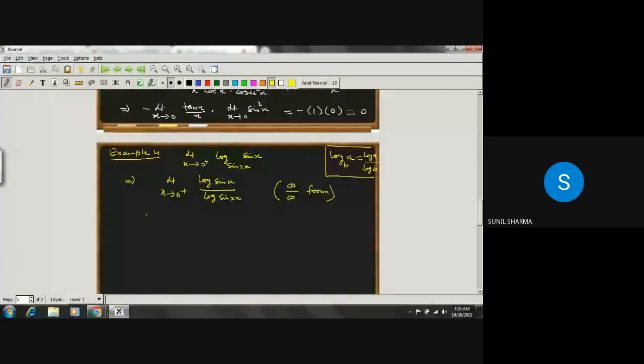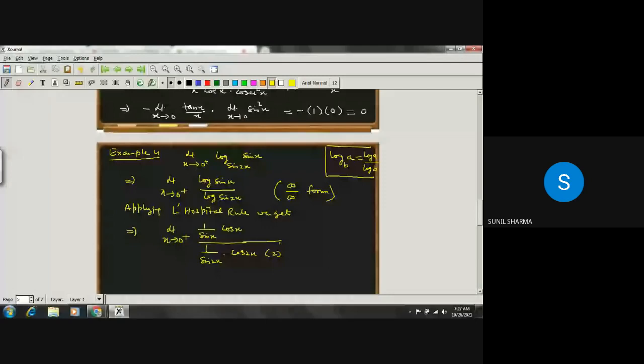So applying L'Hopital rule, we get, what is my next step? Can someone tell me? Differentiate. What is the differentiation? 1 upon sin x into the derivative of sin x, that is cos x. Yes, cos x divided by 1 upon sin 2x into cos 2x and the derivative of 2x, which is 2.